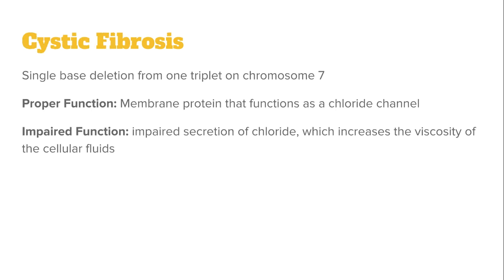So one example which we'll just quickly look at is cystic fibrosis, and that's where there's a single base deletion from one triplet on chromosome 7. So that is a type of gene mutation. So instead of the proper function, which is a membrane protein that functions as a chloride channel being produced, we get an impaired function, and that impaired function means that there is an impaired secretion of chloride, and this increases the viscosity of cellular fluids, resulting in cystic fibrosis.